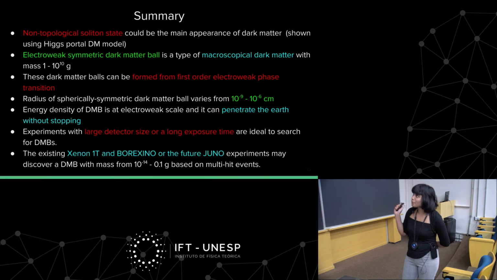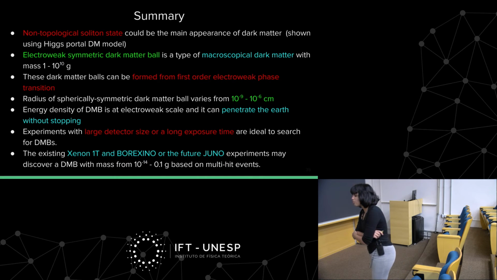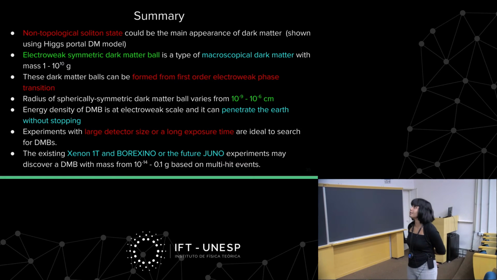Okay, with that I can summarize. Basically we studied these non-topological soliton states and we found that they can be dark matter candidates in this Higgs portal setup. This is a macroscopic dark matter and the masses vary from 1 to 10 grams. These dark matter objects are formed from a first order phase transition in the early universe. The radius of these objects, so the size of this object, is from 10 to the minus 9 to 10 to the minus 6 centimeters. So it's a classical size object.